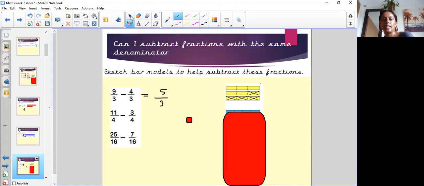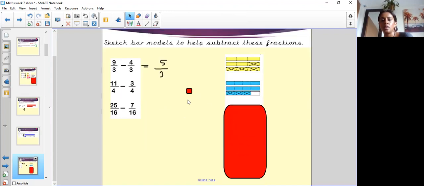Let's have a look at the next one. 11/4 minus 3/4. So we've got our strips here in 4s because our denominator is 4. Coloured in 11 in blue and crossed out 3. 1, 2, 3. And how many do we have? We've got 8. So our answer equals 8 is the amount that's shaded. 8/4.